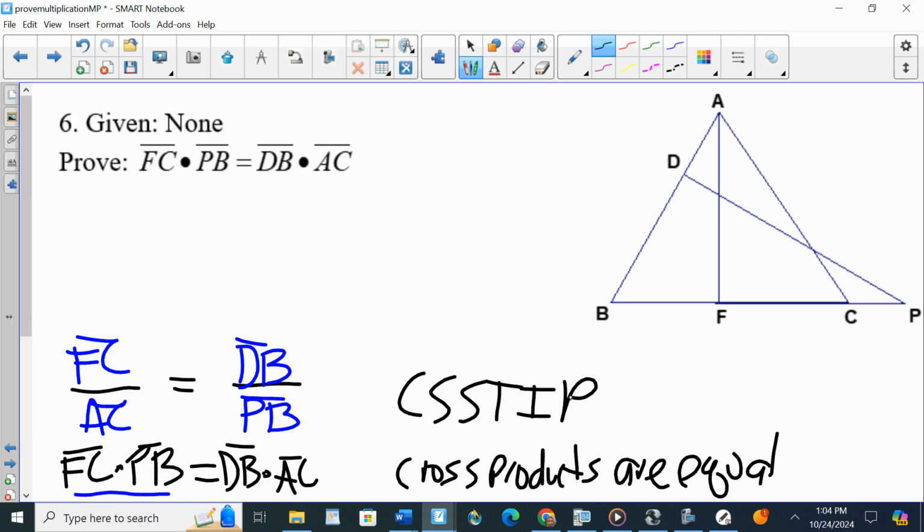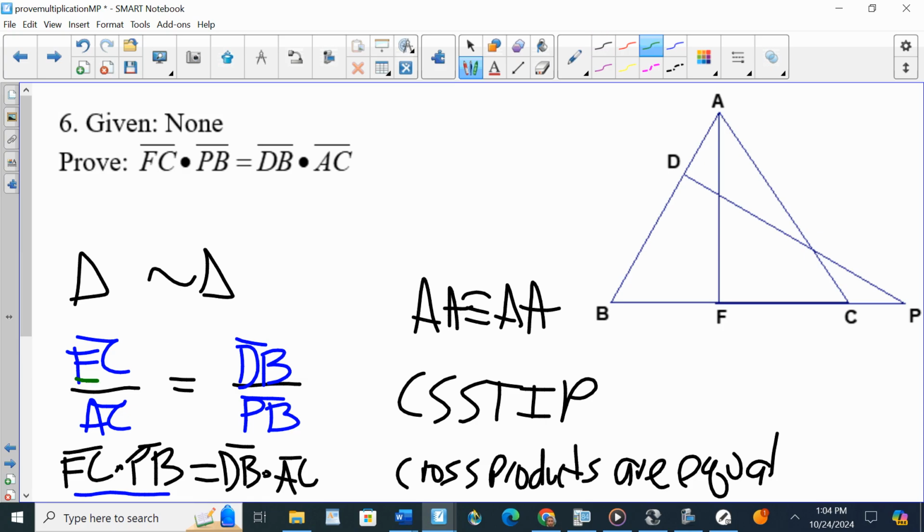Now, which triangles am I proving similar? I know it's going to be AA, angle-angle congruent. I know I'm going to prove triangles similar, but which ones? Well, we said earlier, look at the letters. Look horizontally, look vertically. Whichever direction makes up letters of a triangle, that's your triangle.